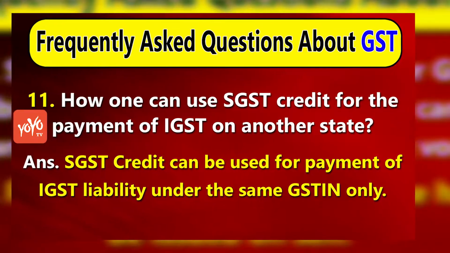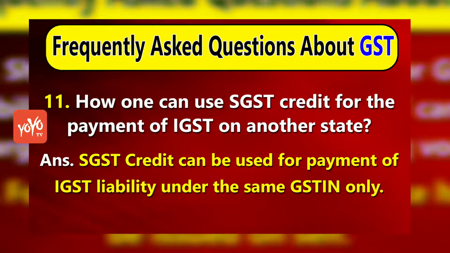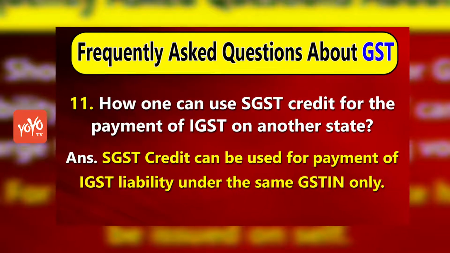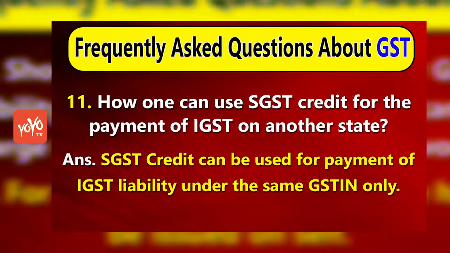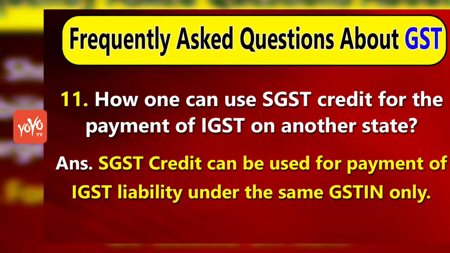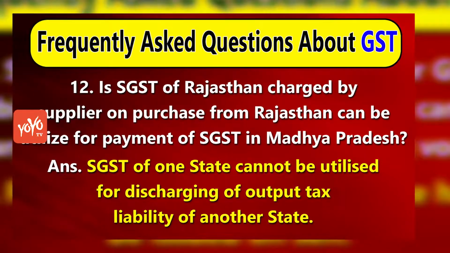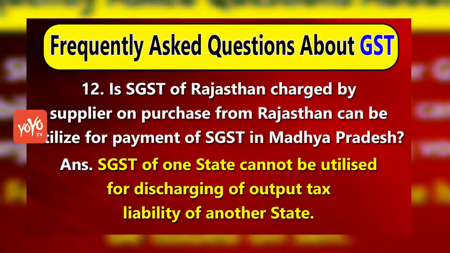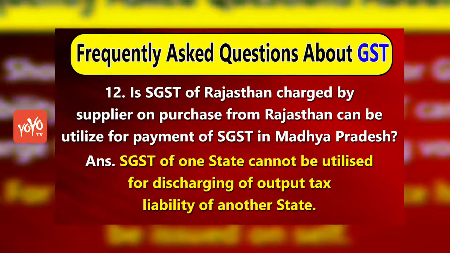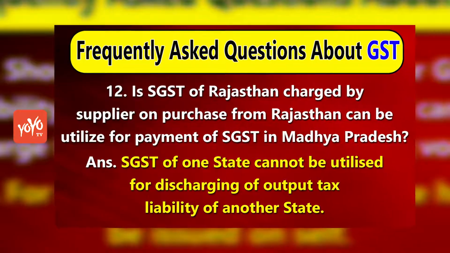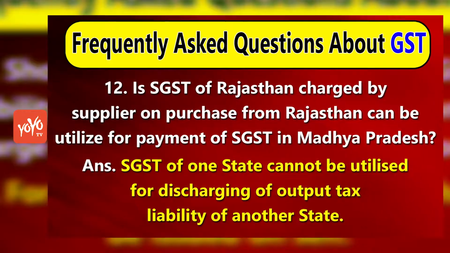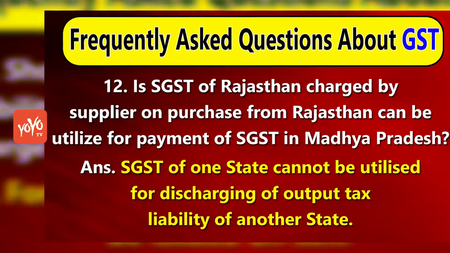Question. How can one use SGST credit for the payment of IGST in another state? Answer. SGST credit can be used for payment of IGST liability under the same GSTIN only. Question. Can SGST of Rajasthan, charged by a supplier or purchased from Rajasthan, be utilized for payment of SGST in Madhya Pradesh? Answer. SGST of one state cannot be utilized for discharging output tax liability of another state.